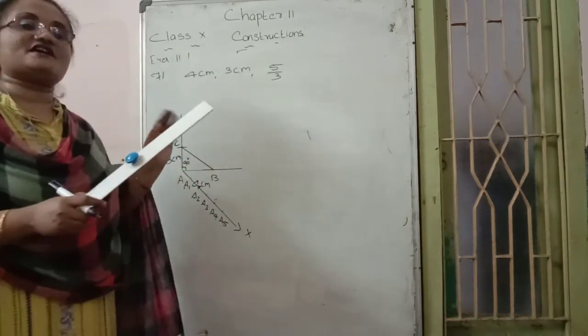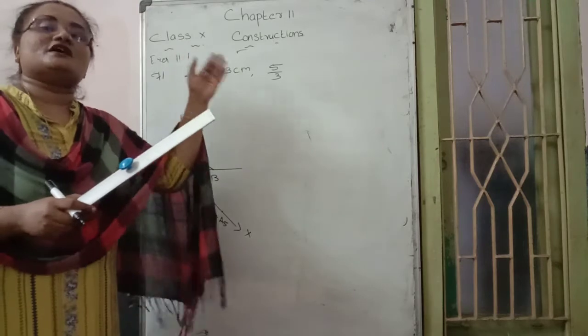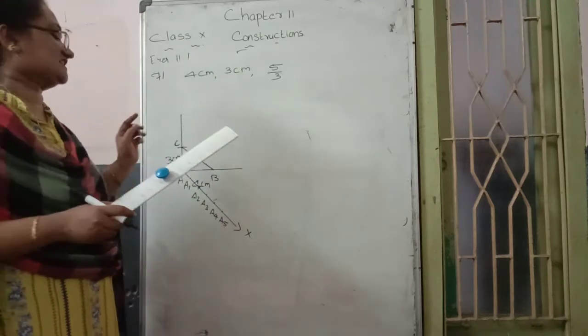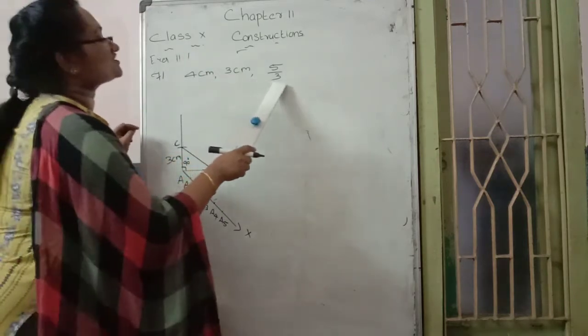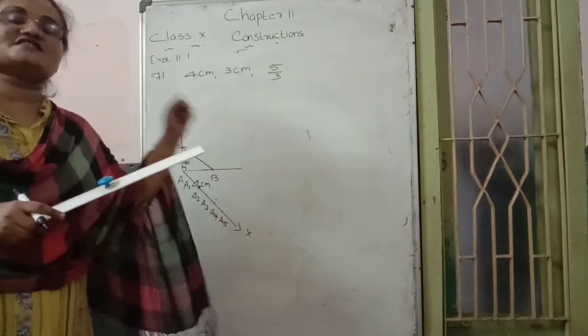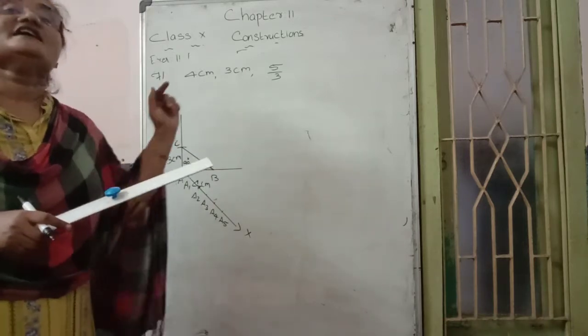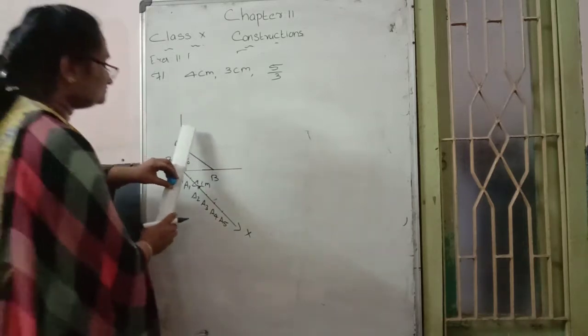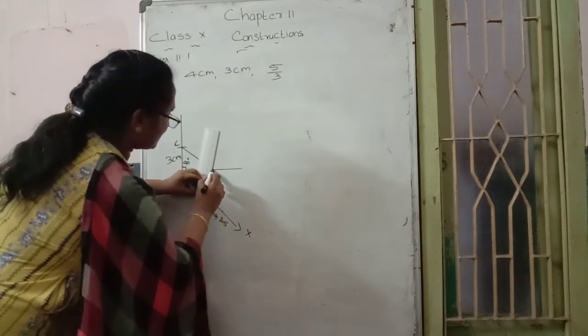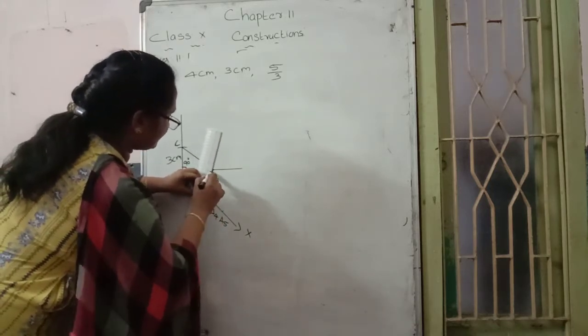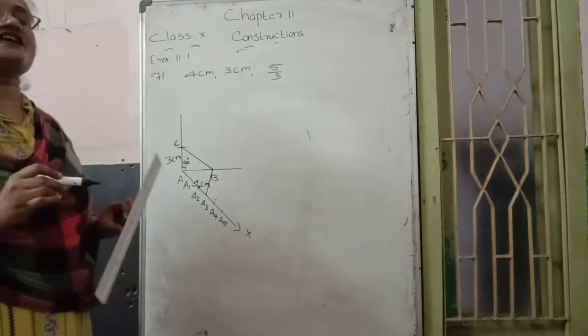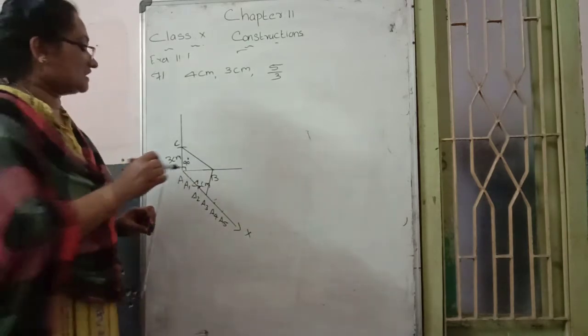Next procedure: join the original triangle vertex. How to join the basis of the denominator? 3 is given in the denominator. 3 means A3, and the right angle triangle's B vertex are joined. A3 and B are joined.